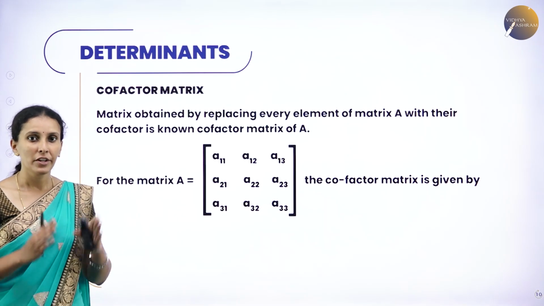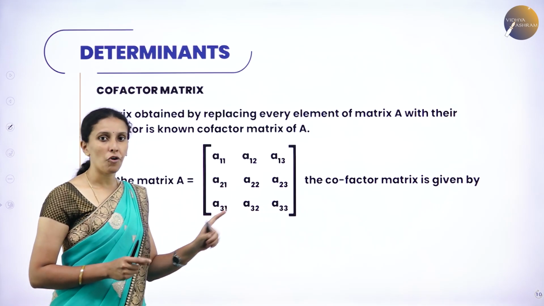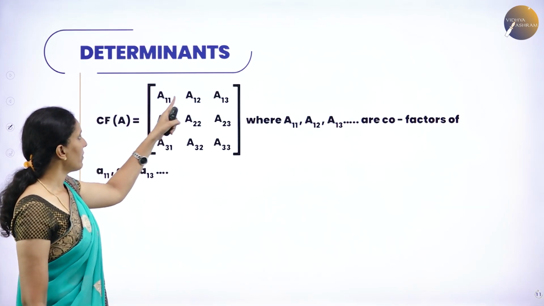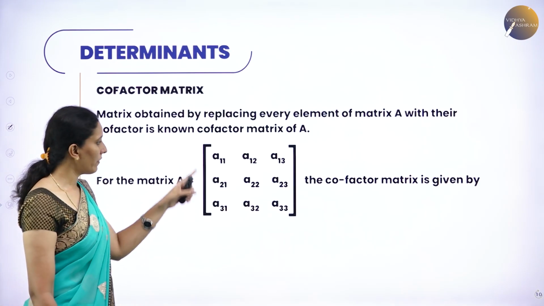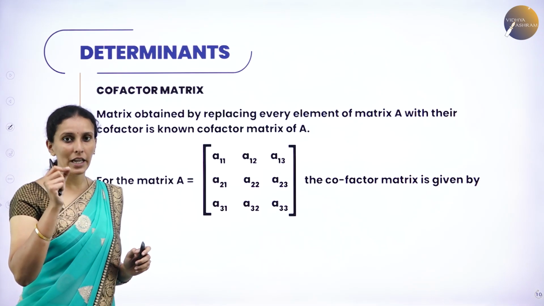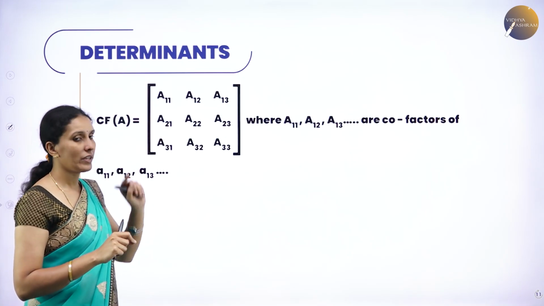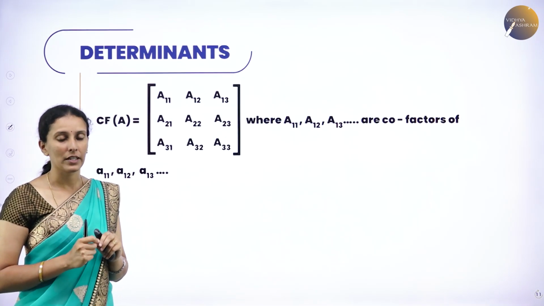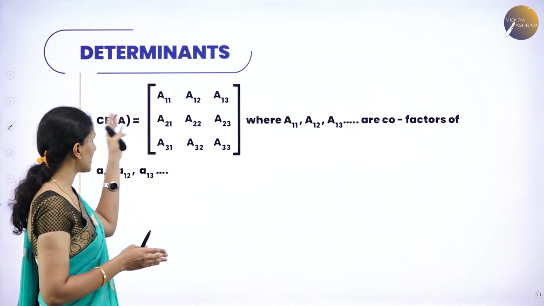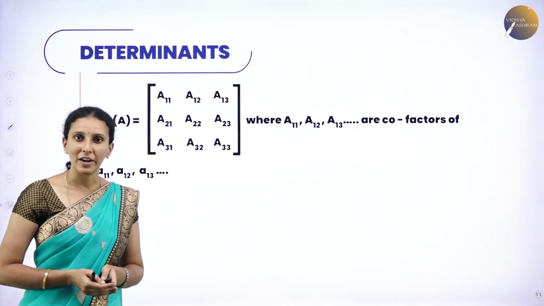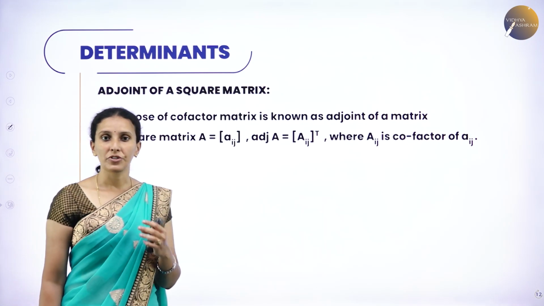What is a cofactor matrix? We know that for every particular element, we will find a cofactor, and writing all the cofactors in a matrix, that is A11, A12, A13, A21, A22, A23, A31, A32, A33. So we know that for every element, we find the minor, and after assigning positive or negative sign, we get a cofactor. Writing all the cofactors in a matrix is called the cofactor matrix. So after finding the cofactors of all the elements, if you write them in one matrix, that is called the cofactor matrix of A. Next is the adjoint of a square matrix. So the adjoint of a square matrix is very simple.